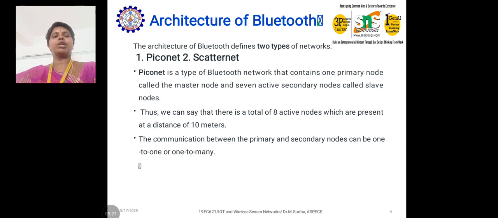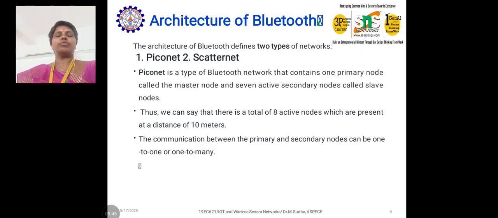So in this piconet, one node is called the master node and we have seven other nodes that are called slave nodes. We can say that there is a total of 8 active nodes present within a distance of 10 meters. The communication between the primary and secondary nodes can be one to one or one to many.